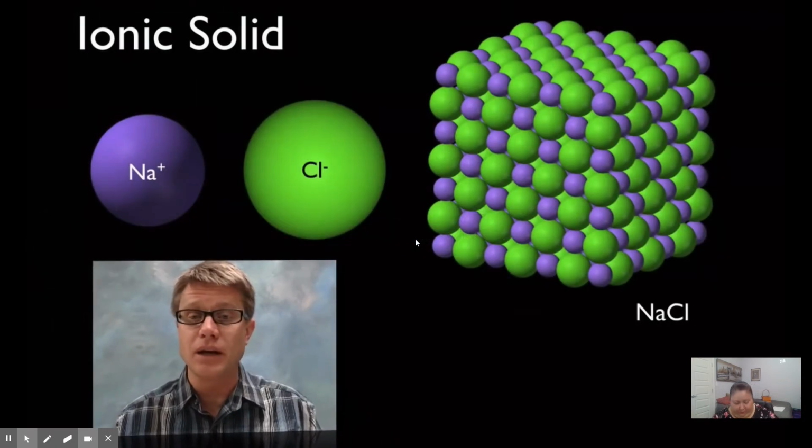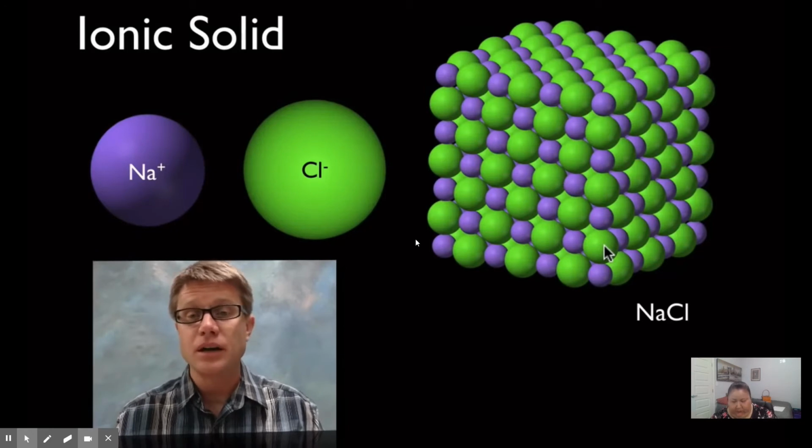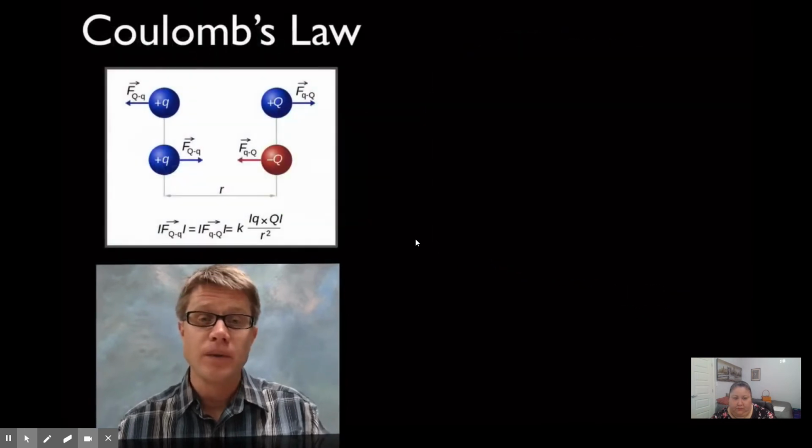And so here's sodium chloride. Sodium chloride is going to be all of our sodium ions. Those are going to be purple, which have a positive charge. And they're going to organize themselves in this real crystalline, nice solid. It's a really high melting point, high boiling point. A super easy way to break it apart is with water, but it's going to be an incredibly stable kind of molecule. And so what determines the stability, how well it's held together, is simply Coulomb's law.